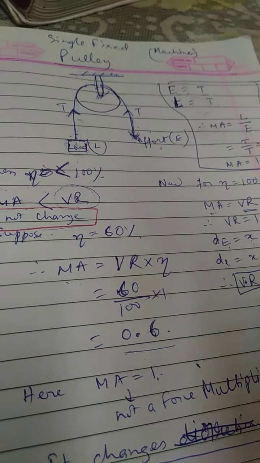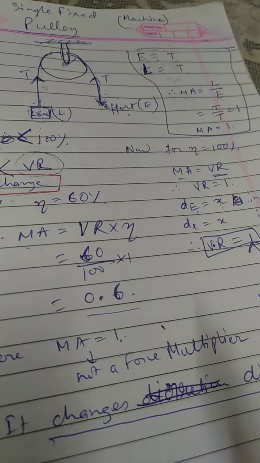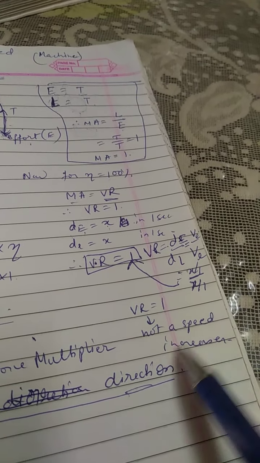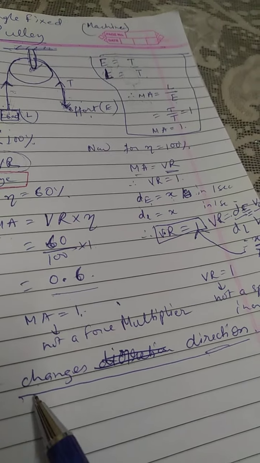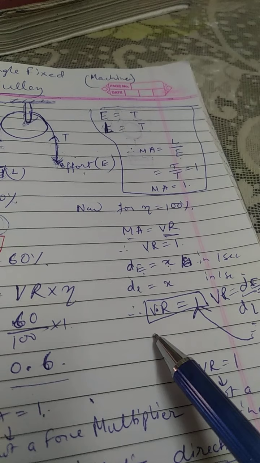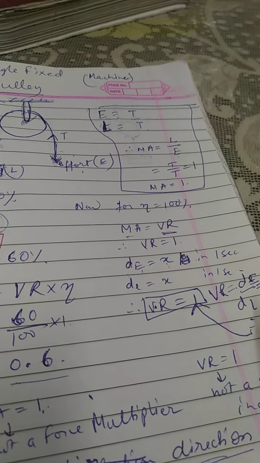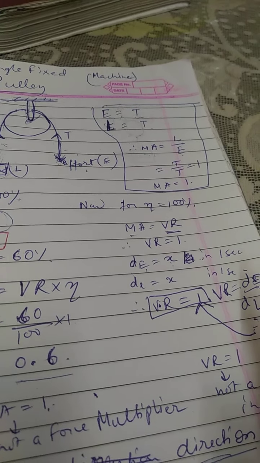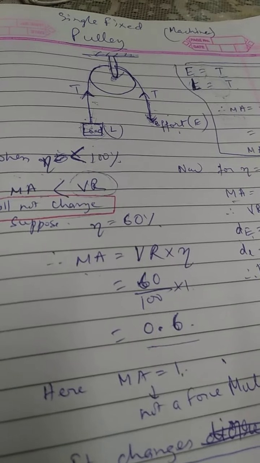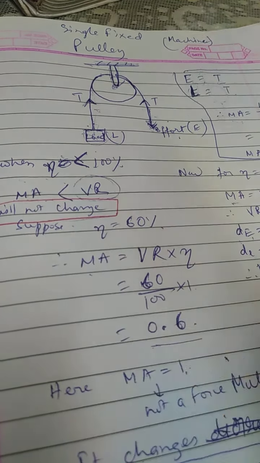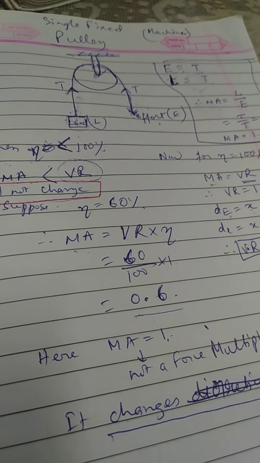So for a single fixed pulley, what are the things to be remembered? That it is not a force multiplier, it is not a speed increaser, it changes the direction only. The mechanical advantage is 1, the velocity ratio is 1, the velocity ratio will remain 1 even if it's a practical machine or non-ideal machine. But for an actual machine, the efficiency decreases and so the mechanical advantage decreases.